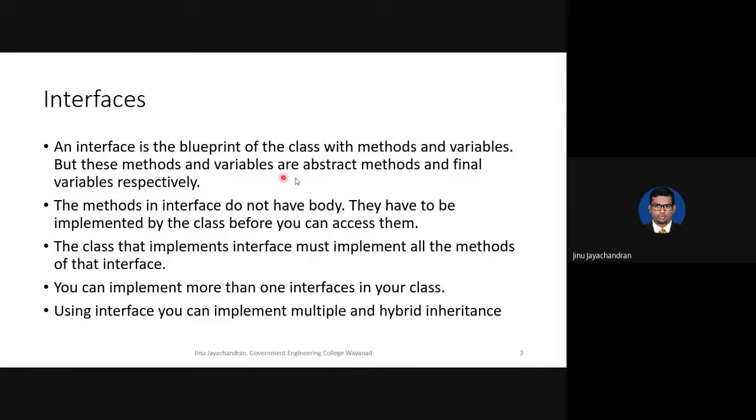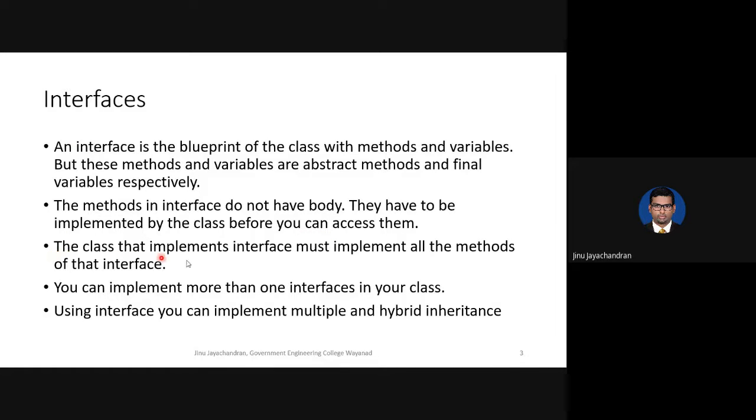These methods and variables are abstract methods and final variables respectively. That's very important. Whatever variables we define inside an interface are called final variables, which means you cannot change the value of the variable. And they are abstract methods. As I said earlier, the methods cannot have any body inside. That is called an abstract method or function. Methods in an interface do not have a body. They have to be implemented by the class before you can access them. We'll see some examples from which you will understand much better what an interface is.